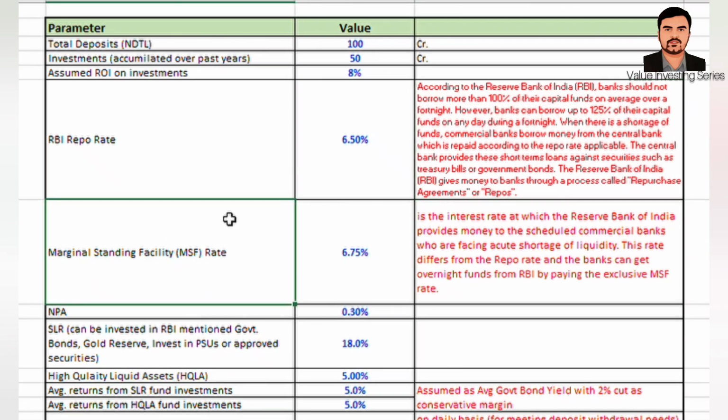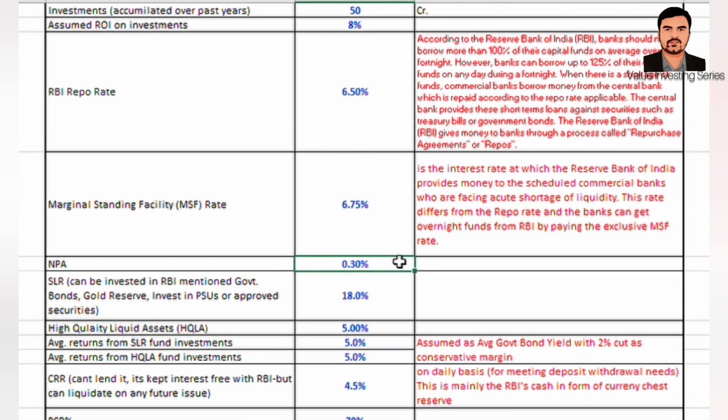Now the marginal standing facility, which is the MSF rate, is at 6.75%. This is the interest rate at which the Reserve Bank of India provides money to scheduled commercial banks like HDFC Bank, who are facing an acute shortage of liquidity. If they don't have money, they can get it from the central bank at an interest rate of 6.75%. This rate differs from the repo rate, and banks can get overnight funds from the RBI by paying the exclusive MSF rate. That is why the interest rate is slightly higher, because they can get it immediately overnight, unlike the repo rate. And also NPA is, say, at 0.3%.